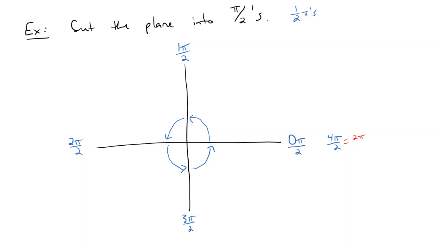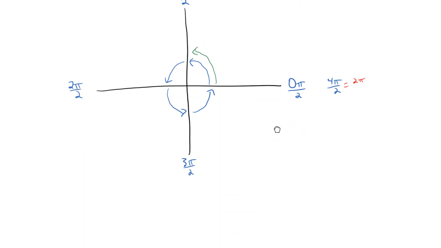Okay? So you could of course keep going, then you'd have up here 5 pi over 2, and then 6 pi over 2, 7 pi over 2, etc. Okay? So that's how you cut the plane into pi over 2's. Pretty easy. They keep hitting all of the axes. They're basically 90-degree rotations. I don't want you to think of it in terms of degrees. I want you to think of it as starting with pi and then cutting pi into this many pieces. So we cut pi into 2 equal pieces. Halves, if you will.